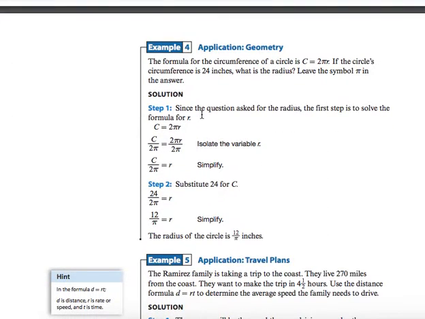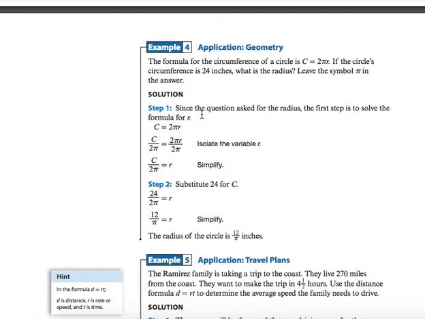In example 4, it applies this in the form of our geometry question. The formula for the circumference of a circle is C equals 2 times pi times r. The circle's circumference is 24 inches. What is the radius? Leave the symbol pi in the answer. So in this solution, since the question is asked for the radius, the first step is to solve for r. That means get r all by itself. So you rewrite the equation by solving for that specific variable.